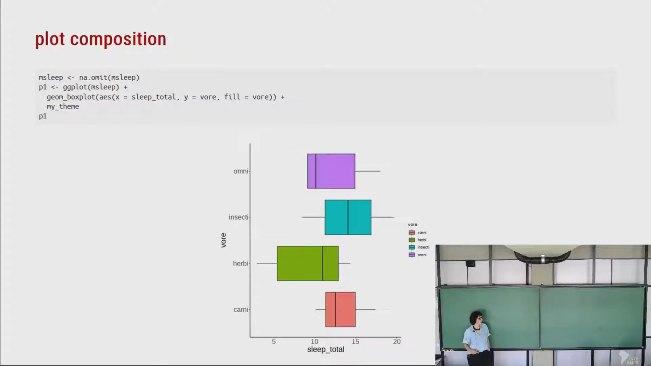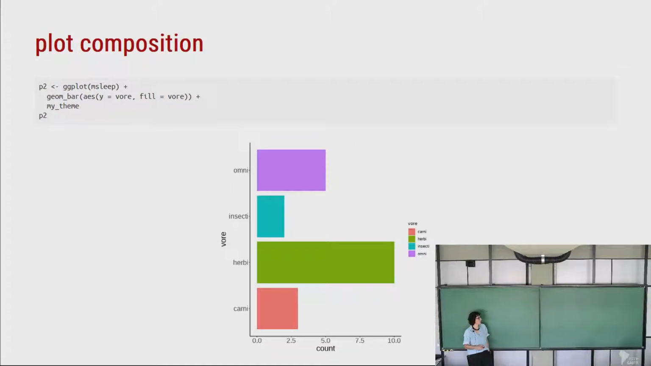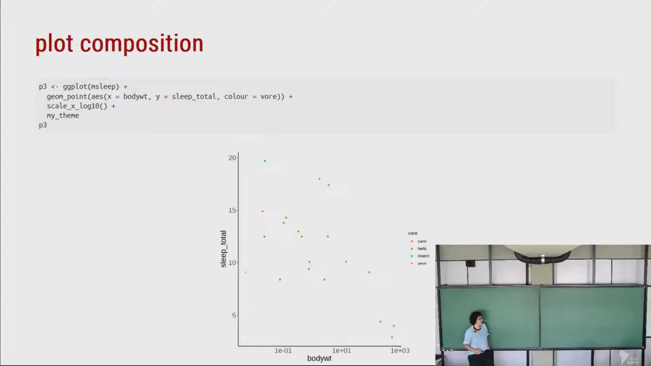The first line is the same in both of them. I'm just changing how I want to plot and which variables. I'm adding my theme, and I'm just checking the graphic here. And the final one is a scatter plot between body weight and the sleep total time here.